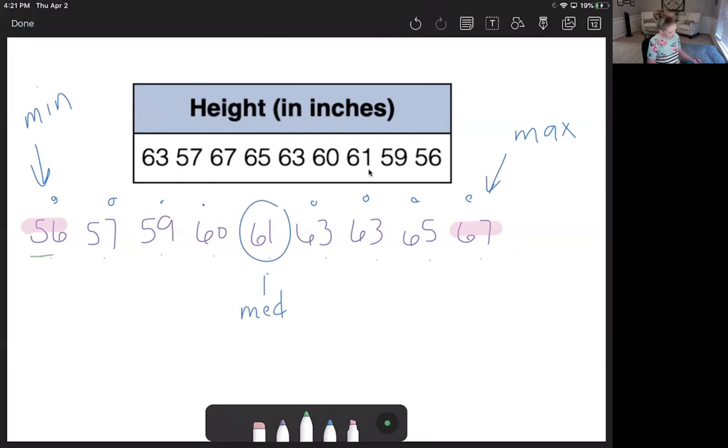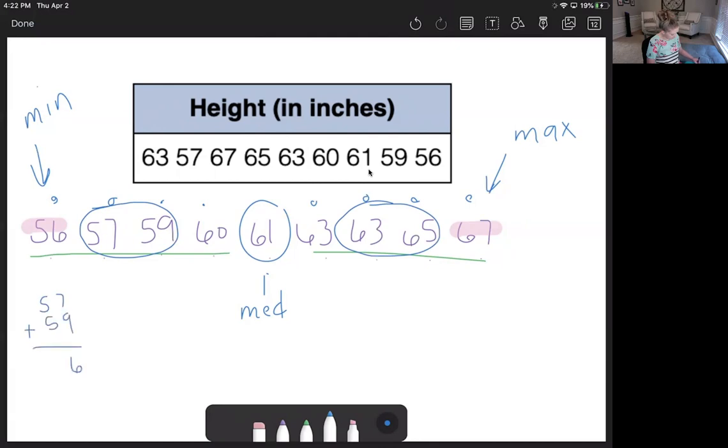So for that, we're going to be looking at our bottom half of the data and our top half of the data. There's 4 numbers in each one. Since that's even, that means there's going to be 2 in the middle. So 2 in the middle on the left-hand side and 2 in the middle on the right-hand side. Remember, if there's 2, you have to add them and divide by 2. So for the lower quartile, I'm going to do 57 plus 59, which gives me 116. I divide that by 2, and that gives me 58, which makes sense because 58 is right between 57 and 59. So that is my lower quartile if they were to ask me for that.